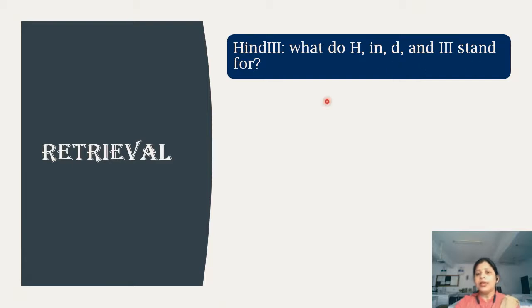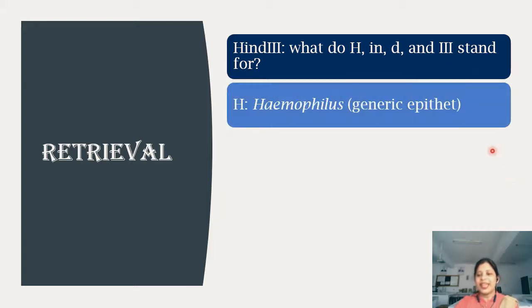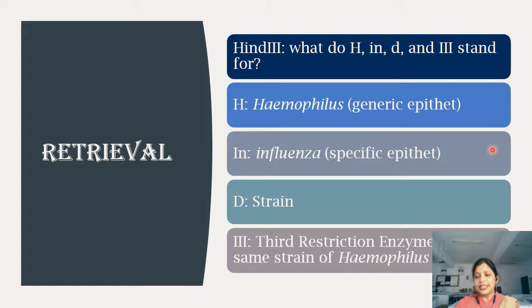One more, HindIII. What do H, in, d and the Roman number 3 stand for? H stands for Haemophilus, the generic epithet. In, influenzae, specific name. d is the strain, and 3 indicates the third restriction enzyme from the same strain, that is the d strain of Haemophilus influenzae.